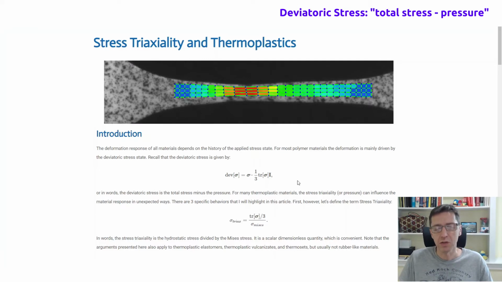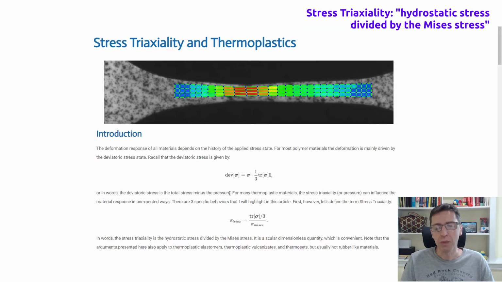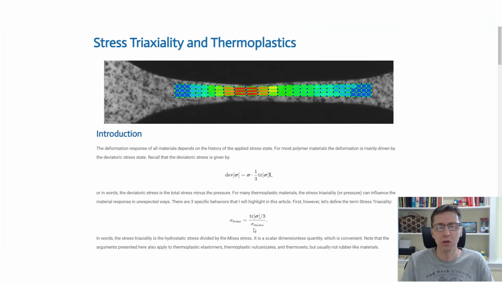It's given in this equation here. You see that's really just the total stress minus the pressure component of the stress, and that is what drives the deformation behavior of most thermoplastic materials. When I talk about stress triaxiality, what I mean is a different quantity. Basically, the normalized stress, as shown here, is the pressure divided by the Mises stress, and that is the definition of stress triaxiality. So this is the pressure component and how that influences the response of your material.